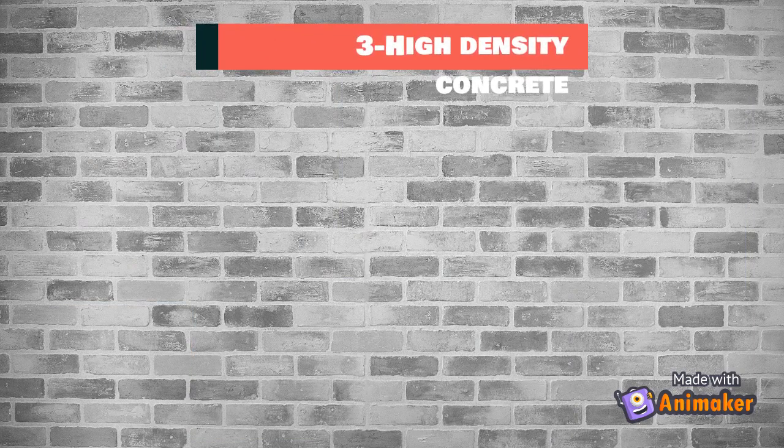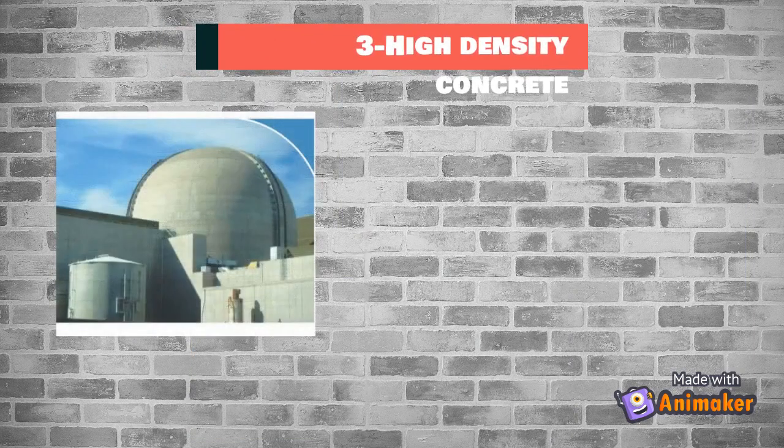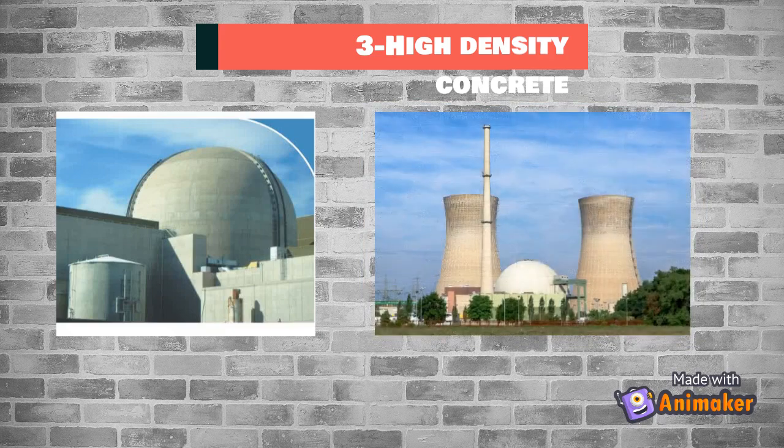Third, high-density concrete. This is a heavyweight material. It's formed from crushed rocks as coarse aggregate. It provides a good shelter against X-ray and radiation. This type of concrete is generally used in nuclear stations.